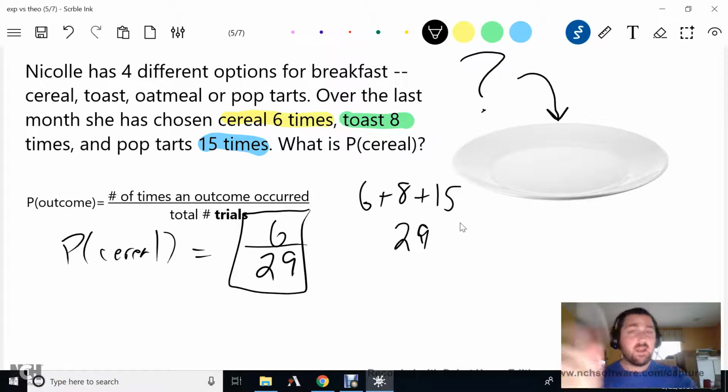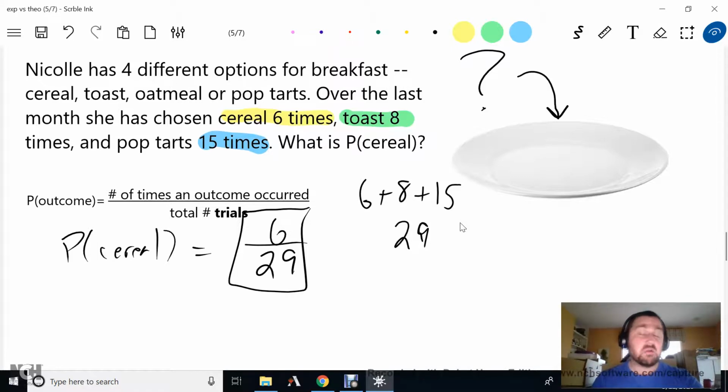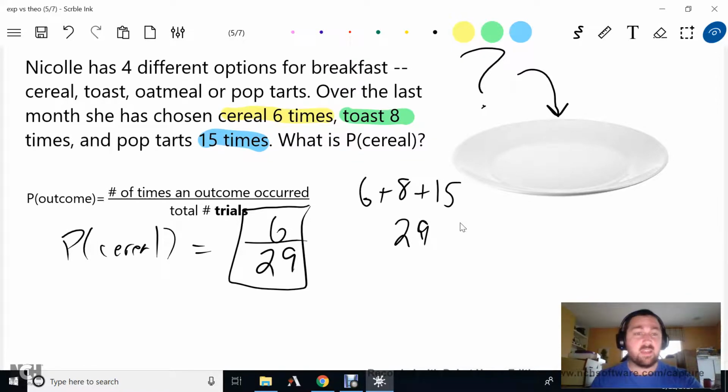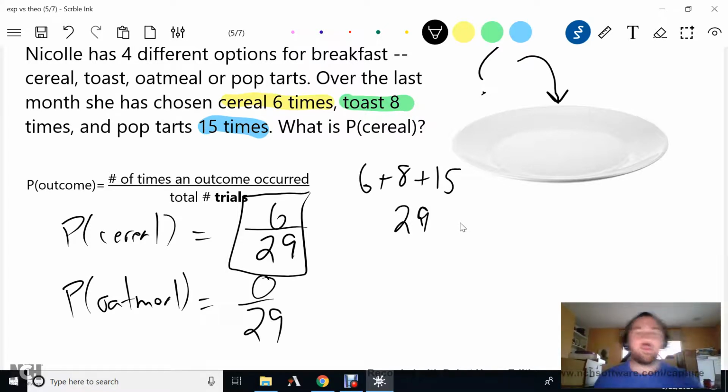Something worth noticing in this scenario is that Nicole has chosen oatmeal 0 times. So even though it is a possible option, I guess Nicole just really never wants to eat oatmeal. The probability of oatmeal, even though it is a possible outcome, is 0 out of 29. It's useful thinking about this as we have this past data, and it can help us know what we think will happen in the future.